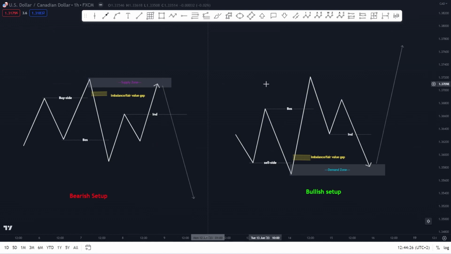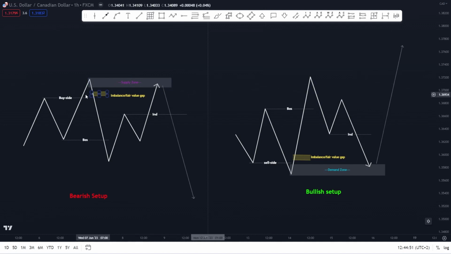Secondly, I'll show you the trading plan that you need to trade this strategy, and thirdly, I'll show you how to place your stop loss correctly, and then lastly, I'll show you how to enter the market in two different ways. So let's get started.